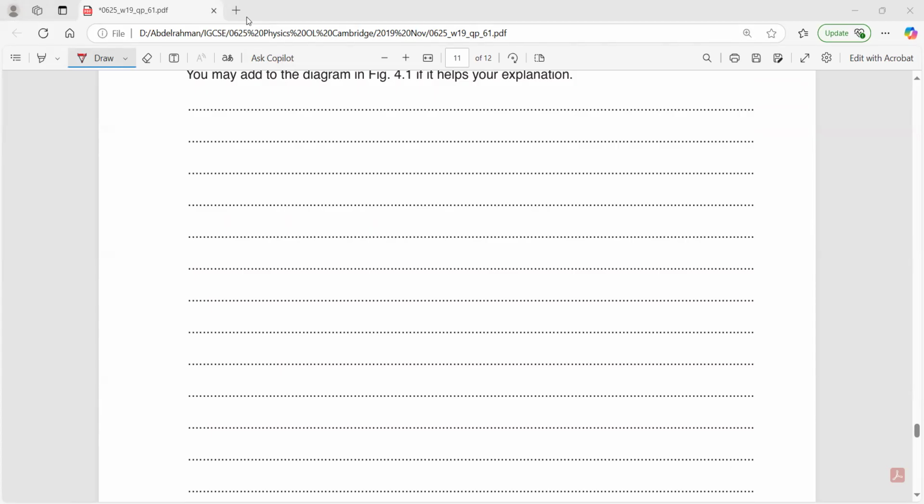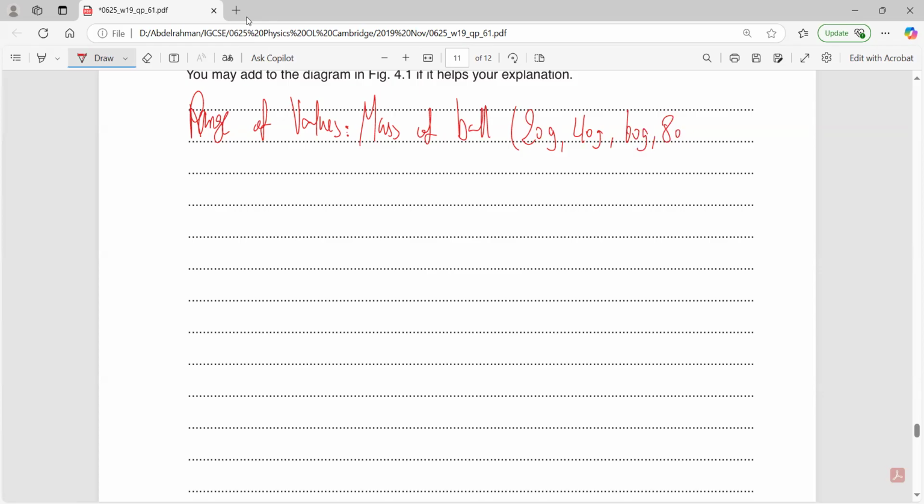What is the range of values? What are the numbers we'll be using in this experiment? What is the independent variable that will be changing? For example, personally, I'd prefer to change the mass of the ball. What are some suitable masses for this ball? I can say, for example, 20 grams, 40 grams, 60 grams, 80 grams, and 100 grams.